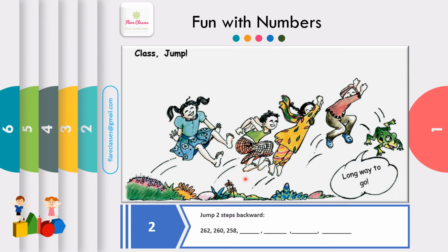Now children started jumping backward. This question is asking jump 2 steps backward. From 262, if we jump 2 steps backward, then we arrive at 260. How this number comes? We subtracted 2 in 262. The new number comes 260.